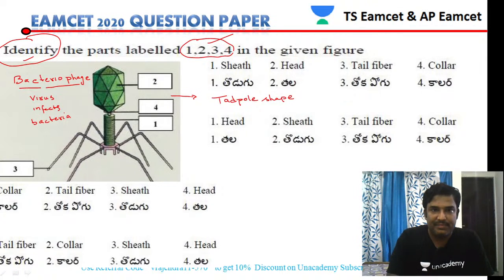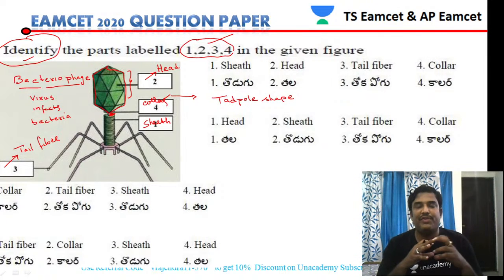So this part is the head part. It is surrounded by a protein structure, made up of protein, that is called the capsid. So that is the head part. Then this one, the fourth, will be the collar. Then this one is the sheath. Then this will be the tail fiber.